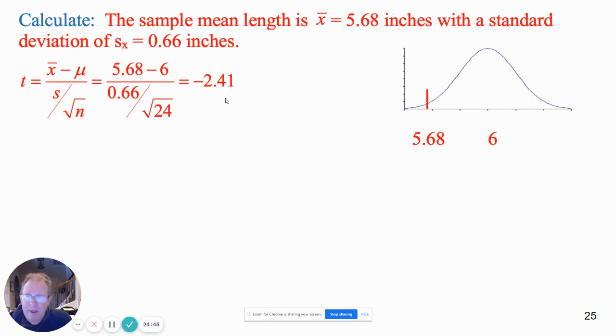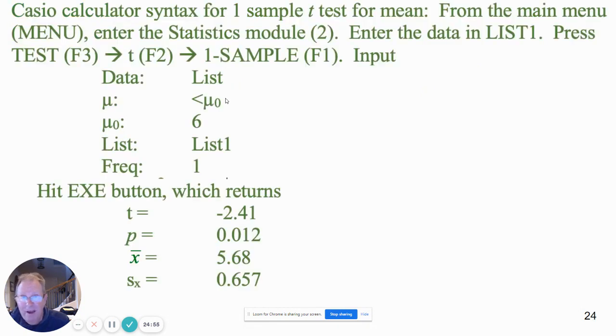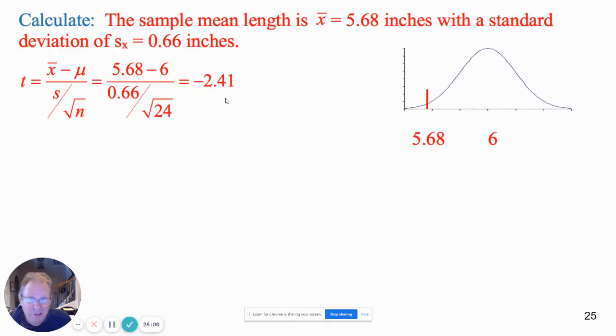So there I've written the formula with the numbers from the problem in it, and I take my calculator and I confirm with my calculator that it is equal to minus 2.41. And that is the exact same number that I got using the procedure that I described earlier. So things are looking good.